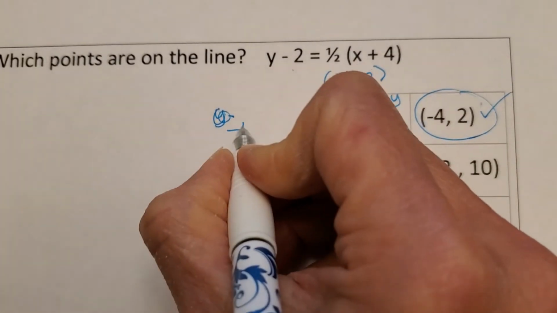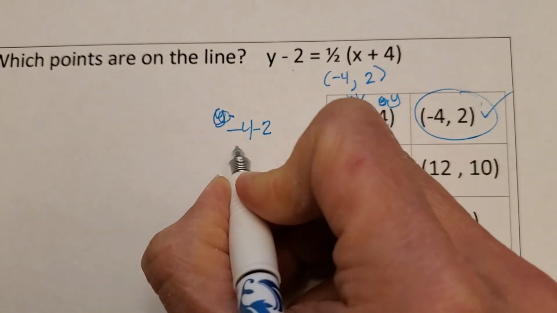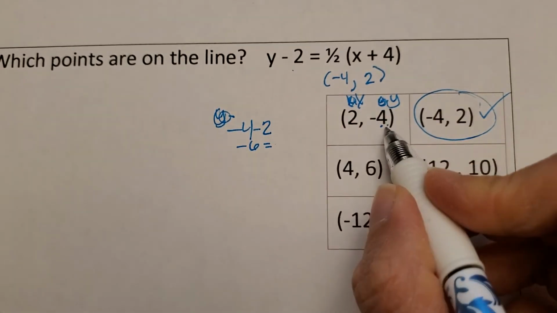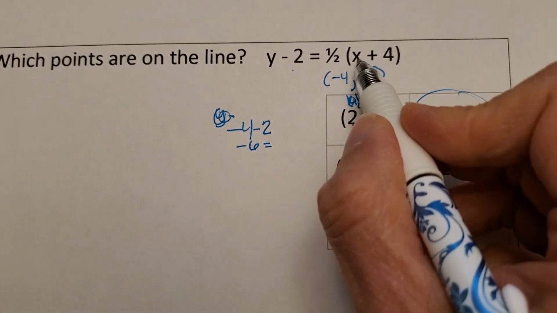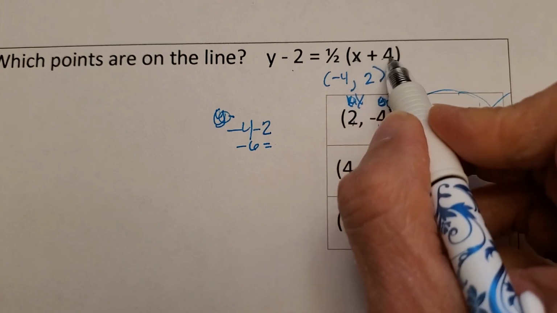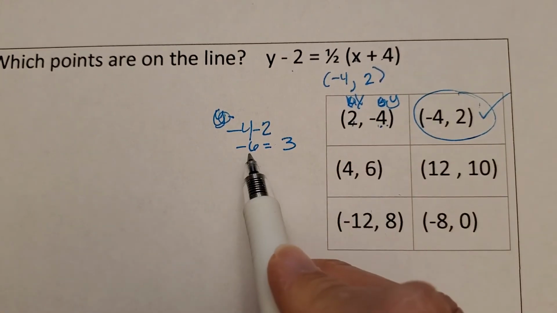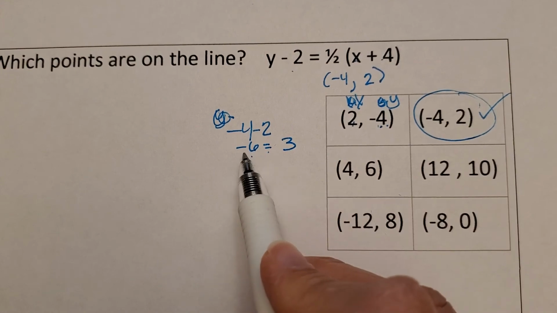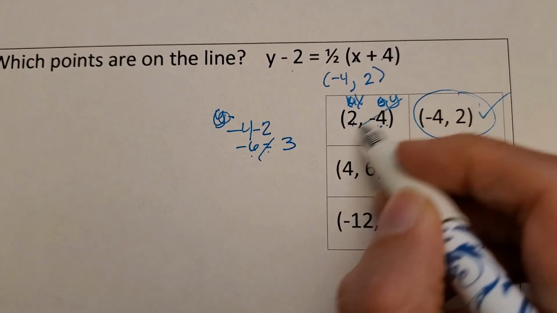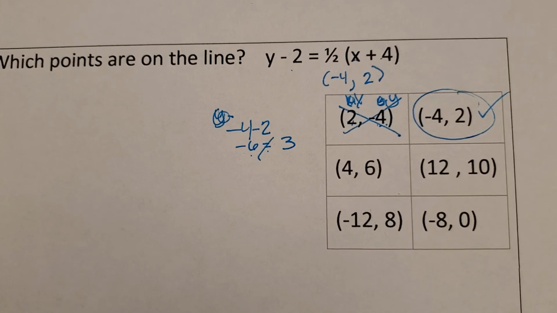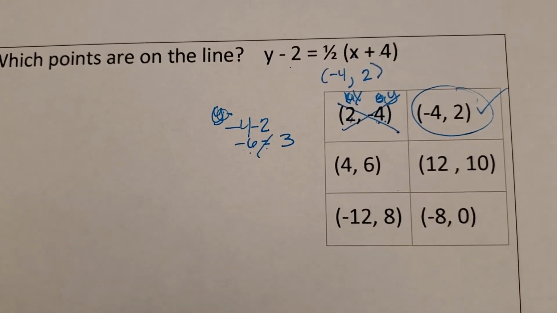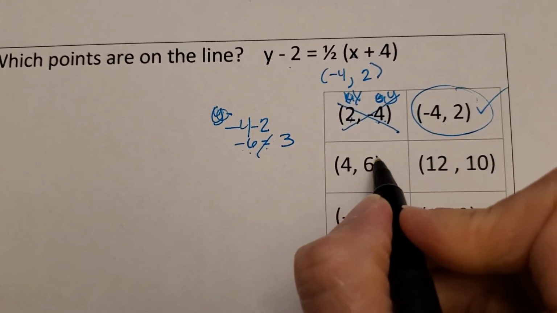So we actually start off with negative 4 minus 2. That's negative 6. And does it equal, if I put the 2 in there, so 2 plus 4 is 6, and half of 6 is 3. So does negative 6 equal 3? It does not. So that point is not on my graph. Okay, I'll use a different color for this one so it doesn't get lost in it. So now I'm going to use this one.